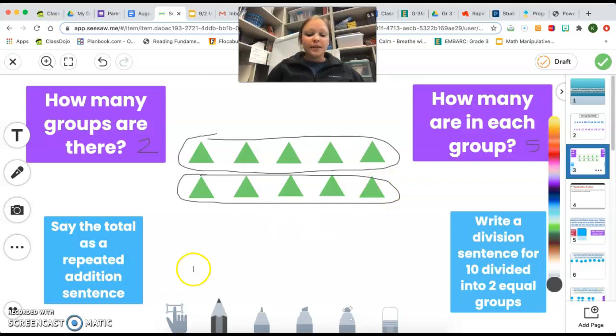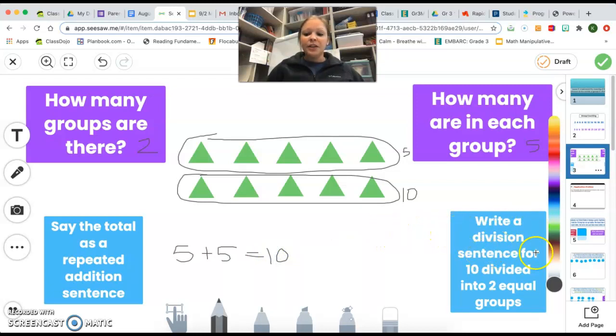Now we're going to write this in a repeated addition sentence. So I have 5 here, and I have another 5 here, and that makes 10. So we've got 5 from the first group plus 5 from the second group equals 10, because we know our doubles facts, and 5 plus 5 is 10.